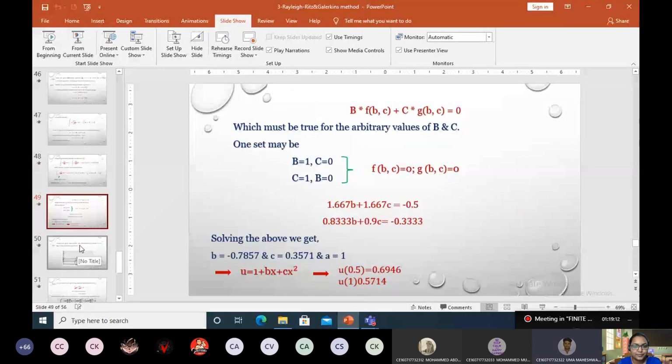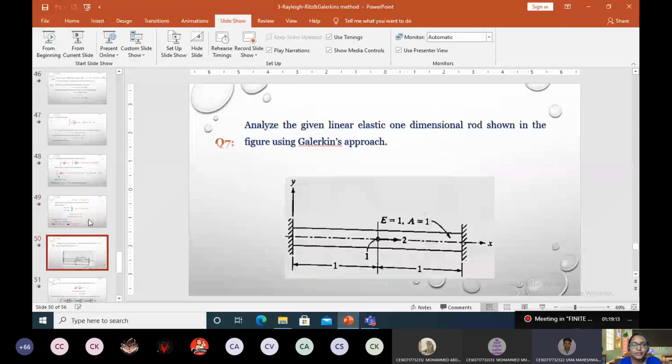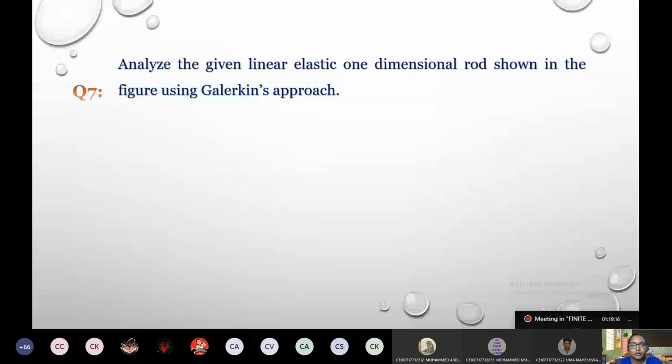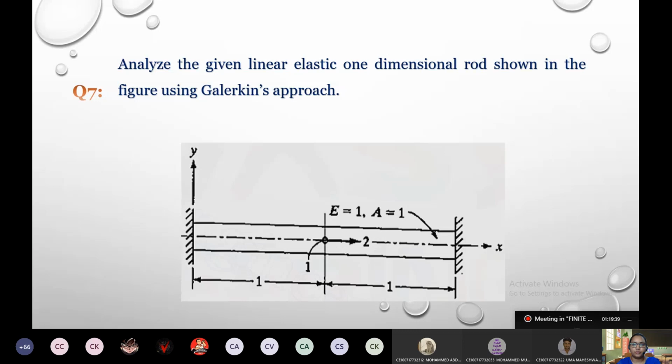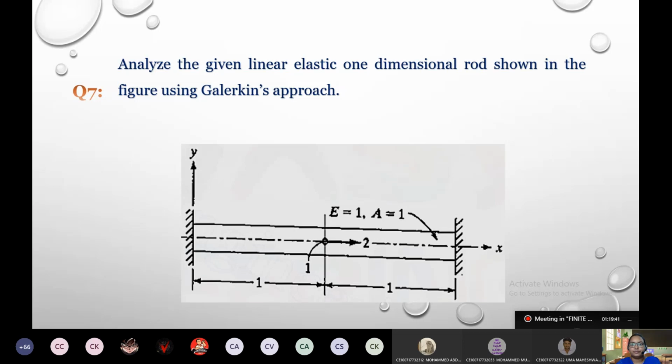Uma Maheshwar? Thank you. All right. Now, when we solved for the potential energy approach, we solved a one-dimensional rod problem. Now from the Galerkin approach, we will solve the same problem and see how much difference there is between the solution we got in the potential energy approach and the Galerkin approach. Please note down the problem if you remember it well. I have said in the previous class.